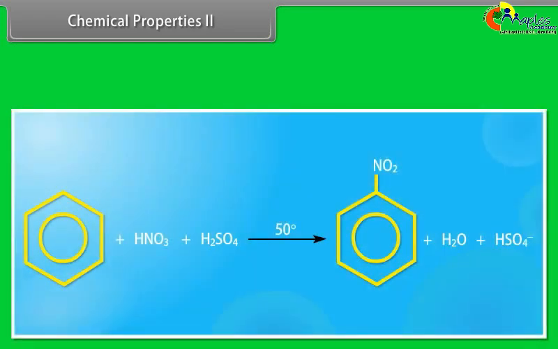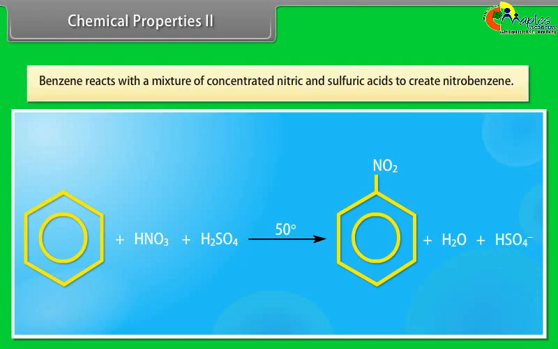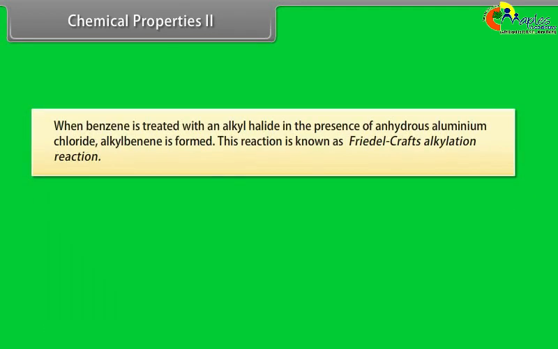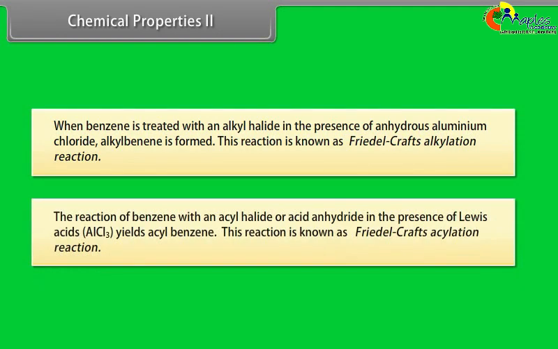Chemical properties 2. In another example of an electrophilic aromatic substitution reaction, benzene reacts with a mixture of concentrated nitric and sulfuric acids to create nitrobenzene. The reaction of benzene with concentrated sulfuric acid at room temperature produces benzene sulfonic acid. When benzene is treated with an alkyl halide in the presence of anhydrous aluminium chloride, alkyl benzene is formed. This reaction is known as Friedel-Crafts alkylation reaction. The reaction of benzene with an acyl halide or acid anhydride in the presence of Lewis acid, AlCl3, yields acyl benzene. This reaction is known as Friedel-Crafts acylation reaction.